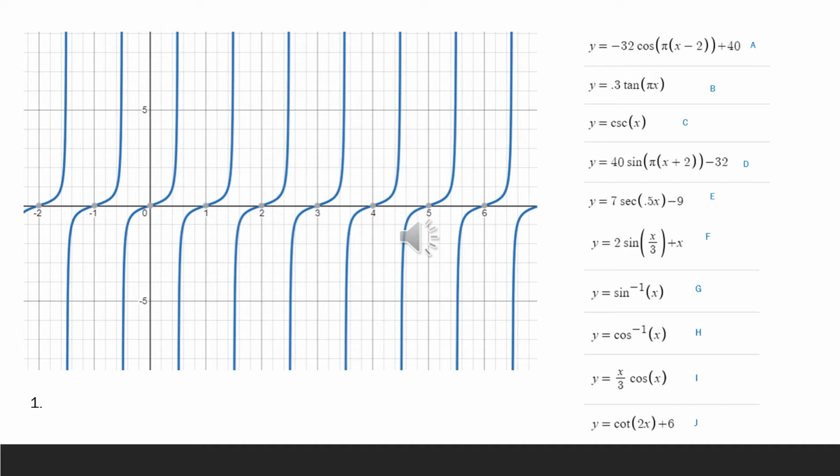And it's pretty rapid. Notice I have 3 cycles per pi, like from 0 to pi, there's actually 3 cycles. And so 0.3 tangent of pi x seems to match that. So this one is B.